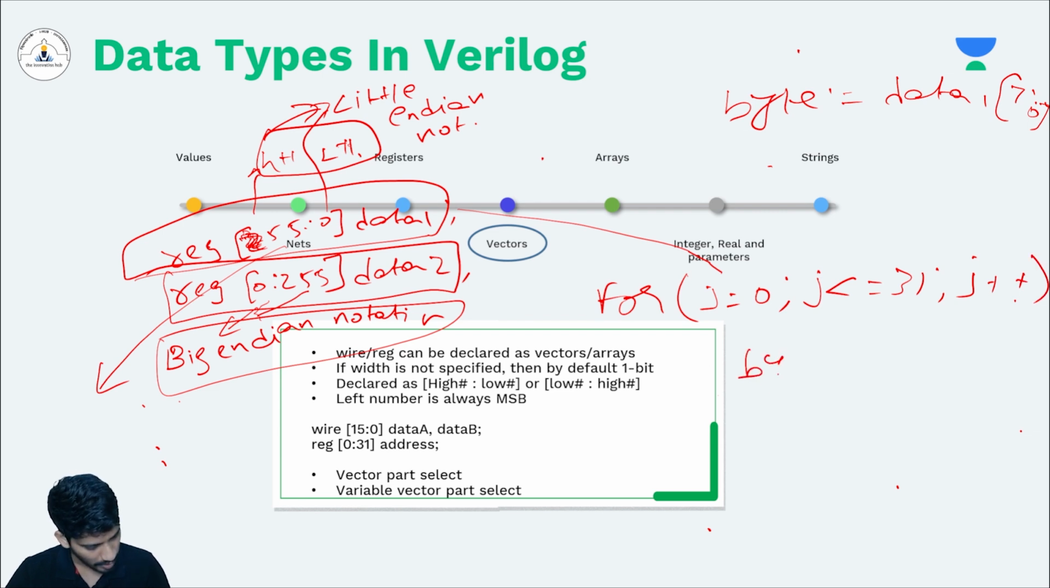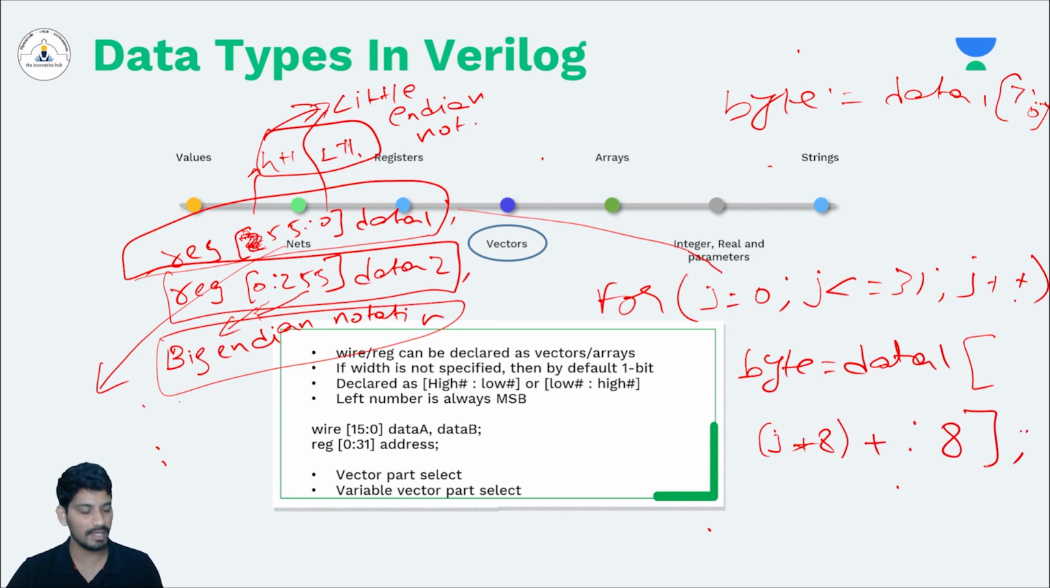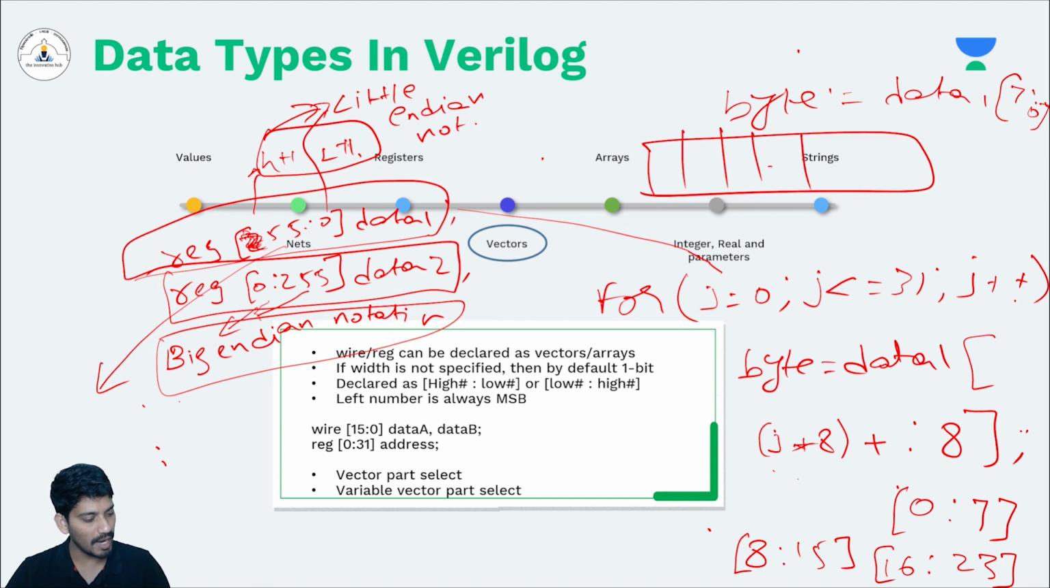Now I am taking byte data equals data 1, calling from j multiplied by 8, plus 8. So what it does is when j is equal to 0, it will take data from the 0 to 7th bit, and when j is equal to 1, it will take data from the 8 to 15th bit. Similarly, when j is equal to 2, it will take data from the 16 to 23rd bit. This way, you can have multiple small data pieces, whatever you want, from this big data register.